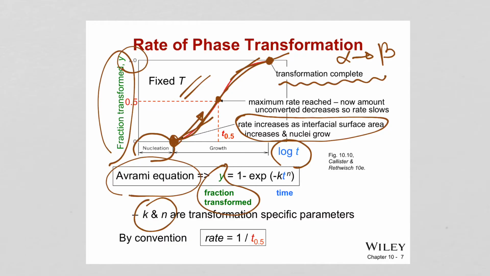And by convention, the rate of a transformation is taken as the reciprocal of the time required for the transformation to proceed halfway to completion. So that is t to the 0.5, and that is how you read the rate, okay? So when it reaches halfway of the completion.